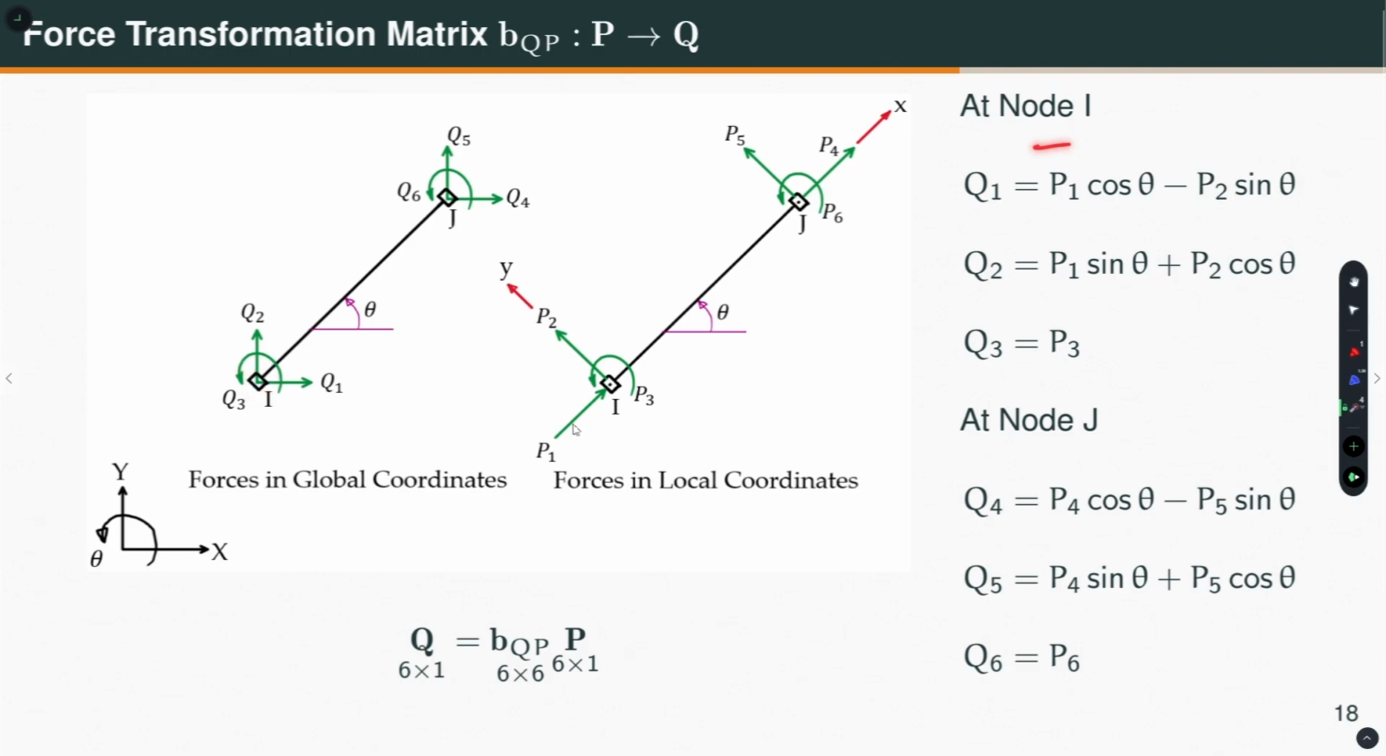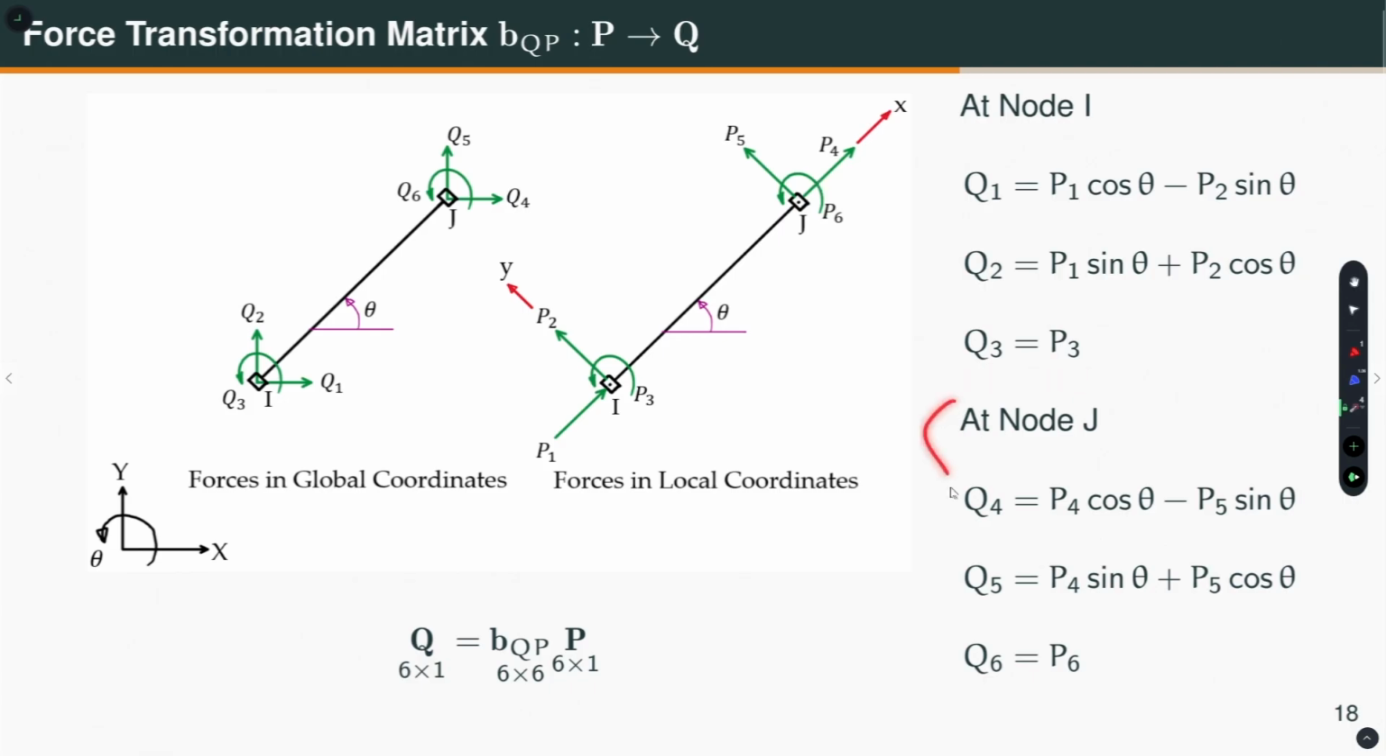What I want to do is express P1, the force in the local coordinate, and P2, resolved along Q1 and Q2. So I can write Q1 is equal to P1 cos theta minus P2 sin theta, where theta is this angle. Similarly, Q2 is equal to P1 sin theta plus P2 cos theta. What is Q3? It is the moment, which is the same as P3. So, Q3 is equal to P3.